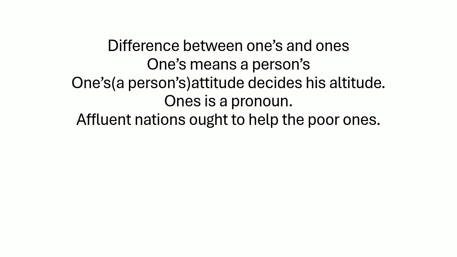Ones is a pronoun used in place of a noun. Affluent nations ought to help the poor ones. We can also write affluent nations ought to help the poor nations. So nations is a noun. Instead of using noun again, we have used ones. Affluent means rich, ought to means should.